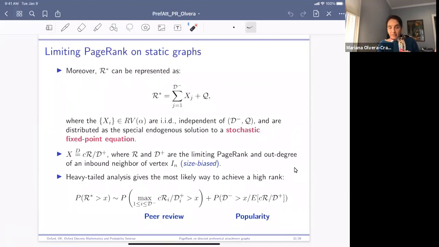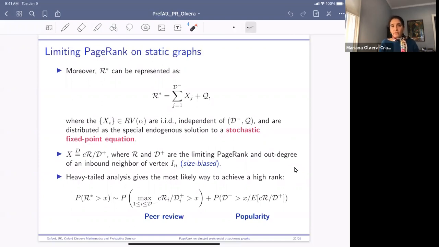So we know that holds, but we also get a little extra from those proofs, and that's that the limiting PageRank admits a very nice representation. That representation is in terms of what we call the solutions to a stochastic fixed point equation. In particular, this R star, which happens to be the limit in the theorem that I showed you, is a random sum, with a number of terms depending on the in-degree, of independent random variables X_j, which are regularly varying with index alpha, independent of these two. And these X's are copies of the so-called special endogenous solution to the smoothing transform with specific parameters.